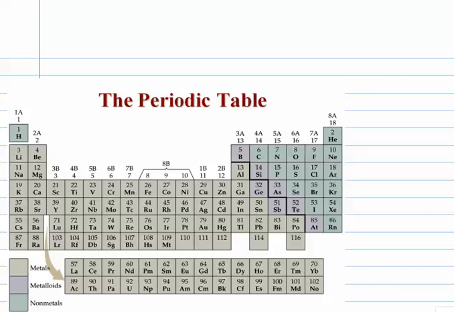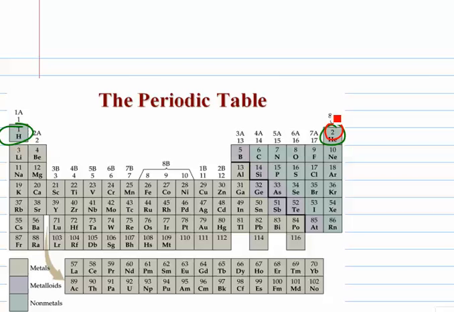In this table, each element is represented by a 1 or 2 letter symbol. So hydrogen over here on the top left has the symbol of a capital H. Helium over here on the top right has a capital H and a lowercase e. And so each element has a unique 1 or 2 letter symbol. It's important to notice that in all cases, the first letter is always capitalized and the second letter is never capitalized.